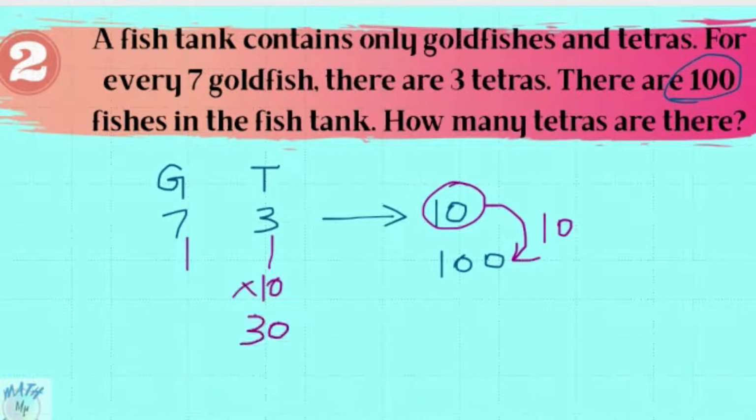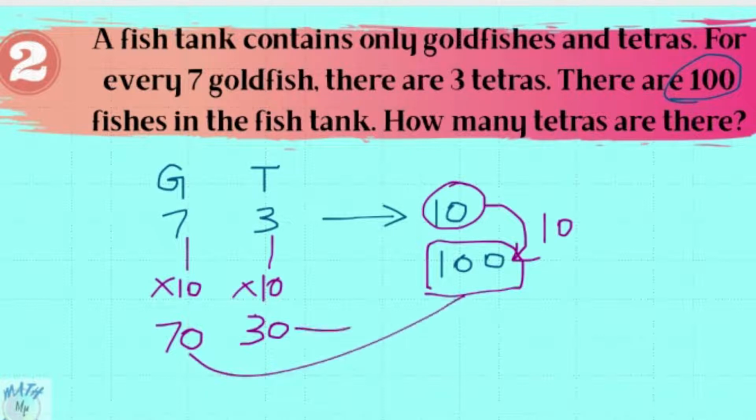Times 10, I get 30. And when I multiply the goldfish by 10, 7 times 10 is 70. So out of 100 fishes, there are 70 goldfish and 30 tetras. Now, what is the question? The question is how many tetras are there? 30 tetras are there, and that's your answer. Let's move on to the last level, which is level 3, the challenging level.